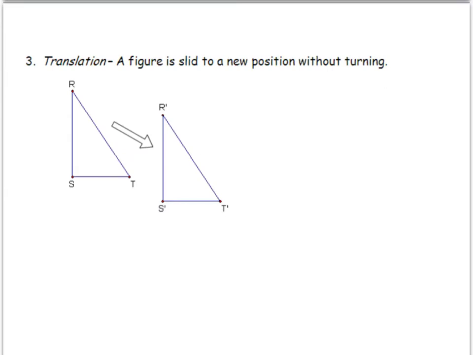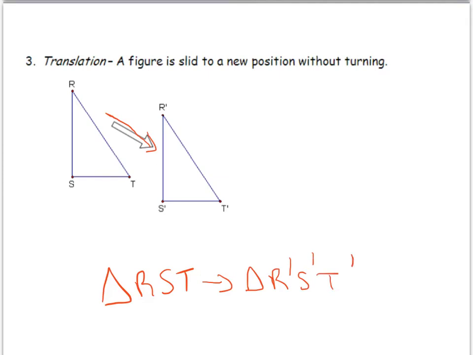All right, and the last and final of our transformations is called a translation. This is when a figure is just simply slid into a new position. You don't turn it, you don't flip it. So the translation gets slid or a slide into a new position. So in this case, I've got triangle RST. This is my pre-image, and we're sliding it down into the right to its new position. So it's getting mapped over to triangle R prime, S prime, and T prime.